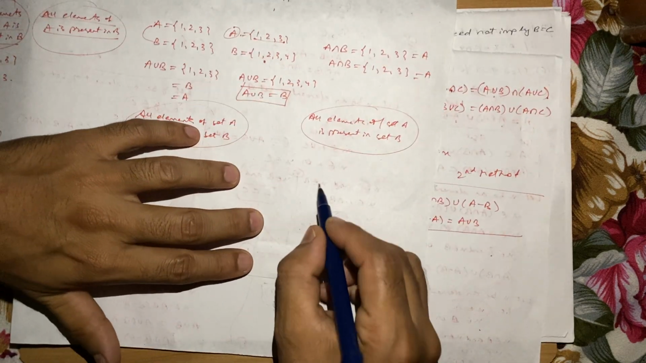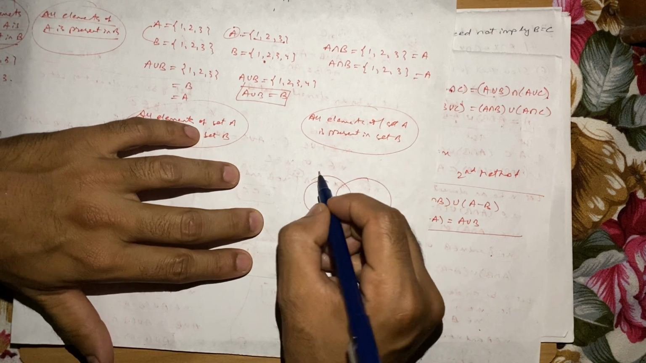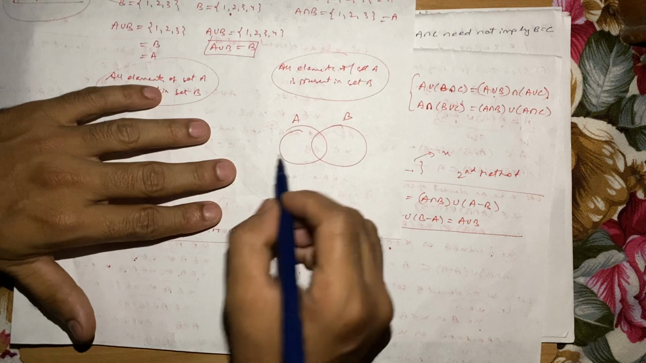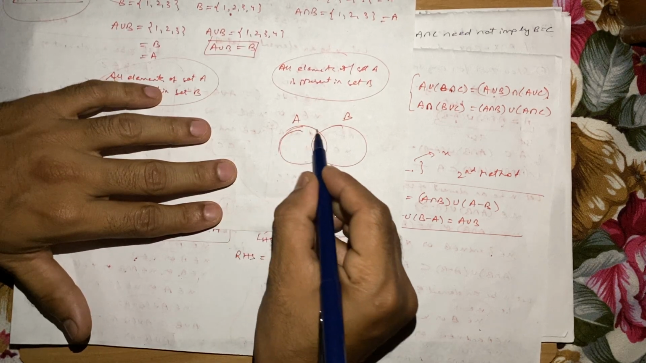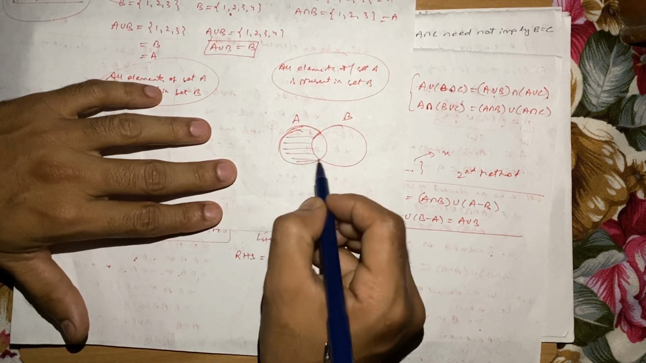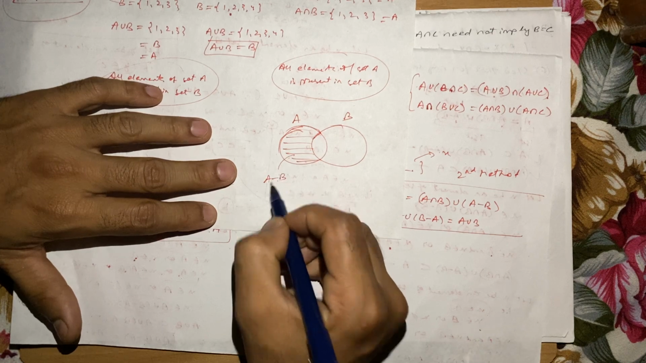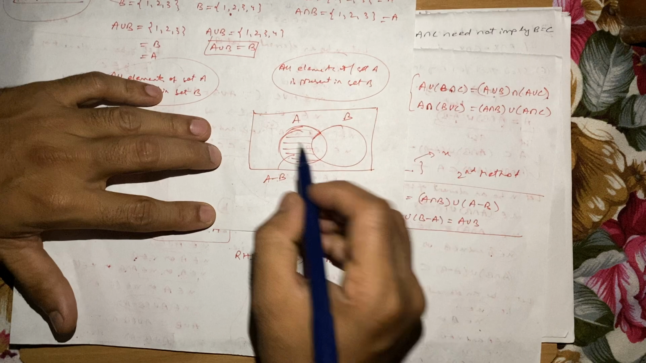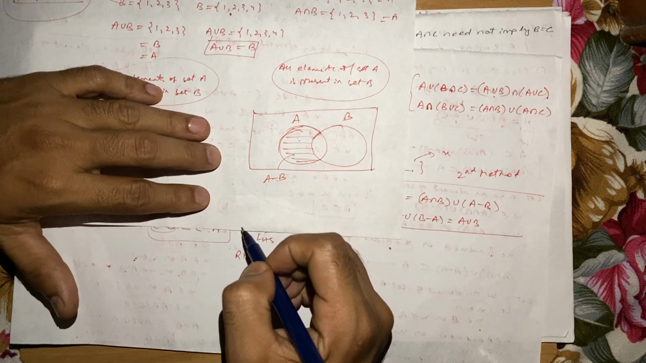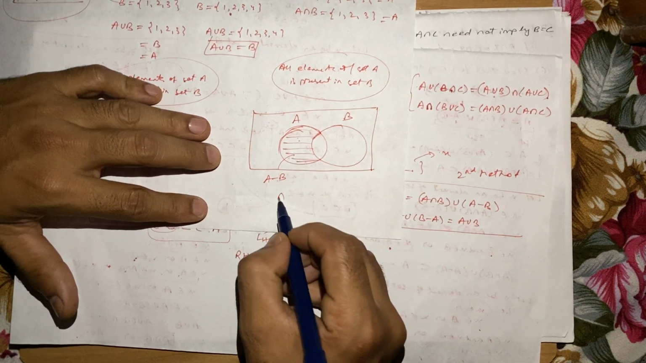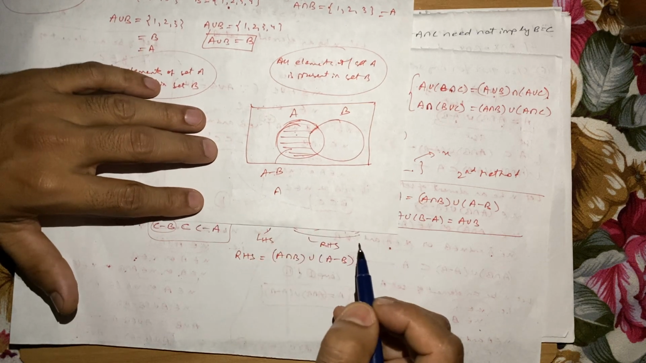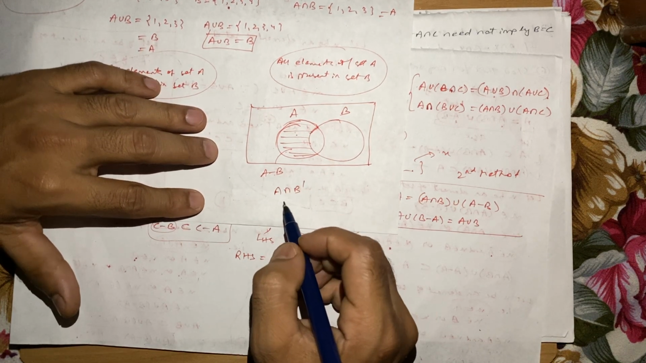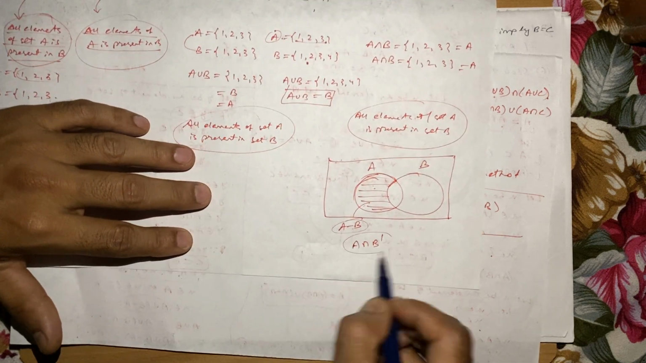Now if you have 2 sets, let's say A and B, this is A and this is B, right? So here it says A minus B. This is the region that is A minus B. So if there is a universal set, what can I write instead of A minus B? What can I write? A intersection B complement, right? So this and this will mean the same thing.